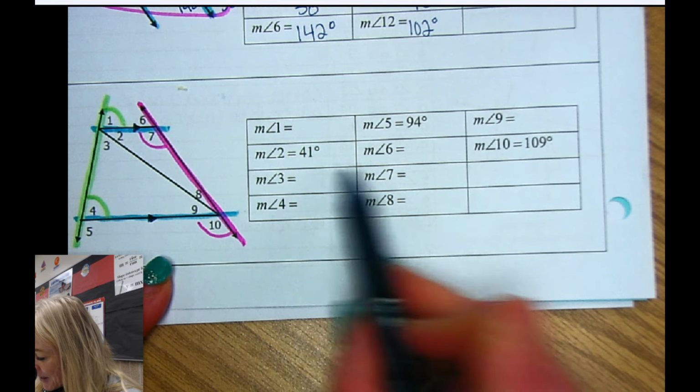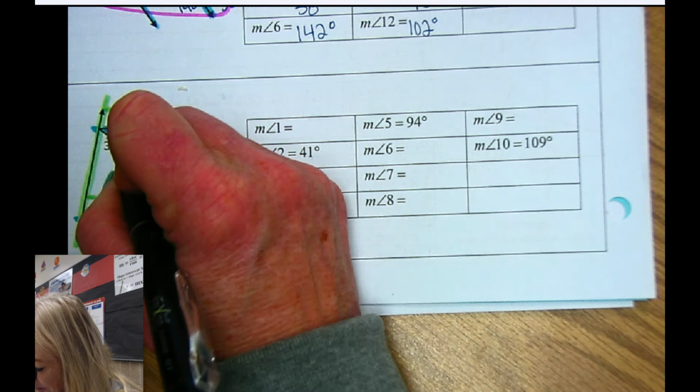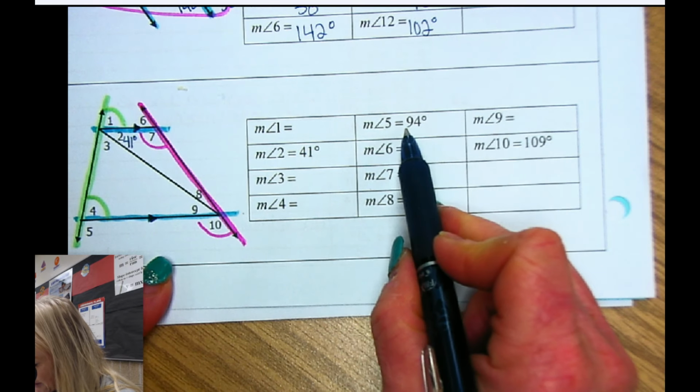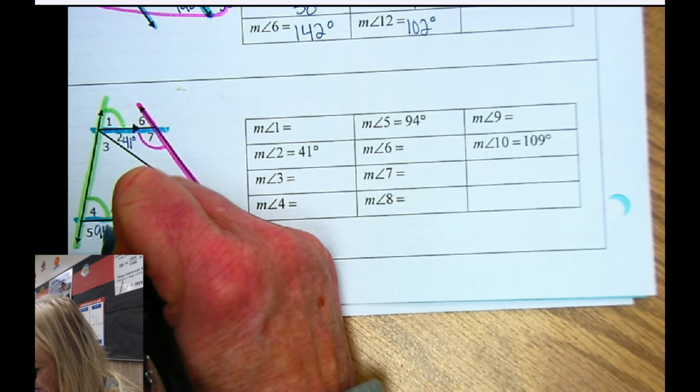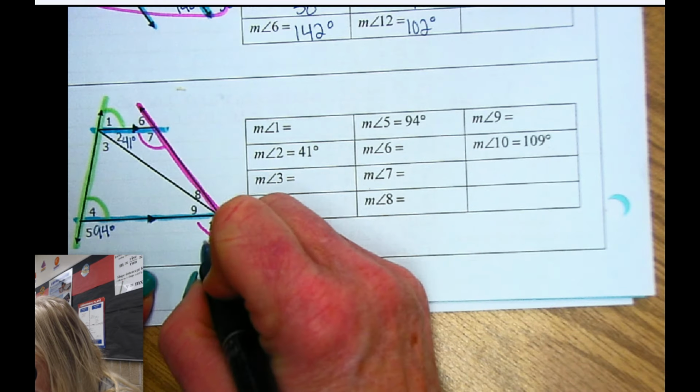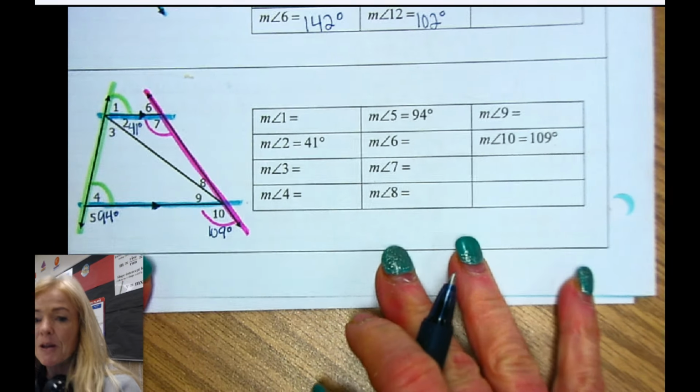Sorry about that. All right, so 2 is 41. 5 is 94. And 10 is 109. All right, so we've got all of those.